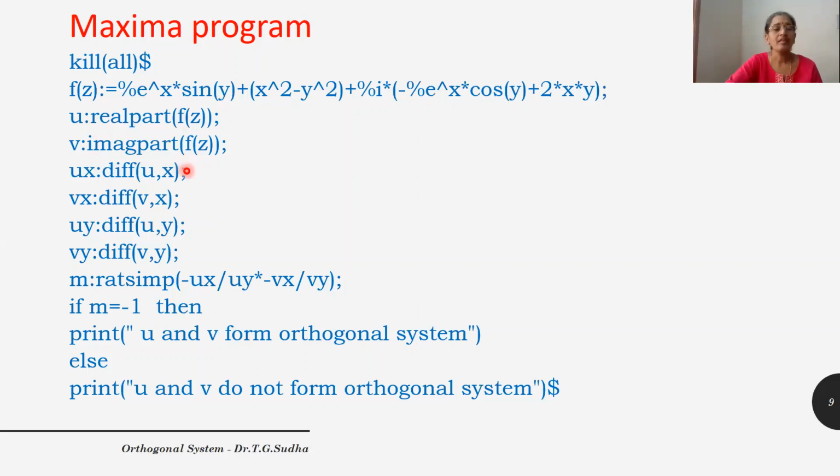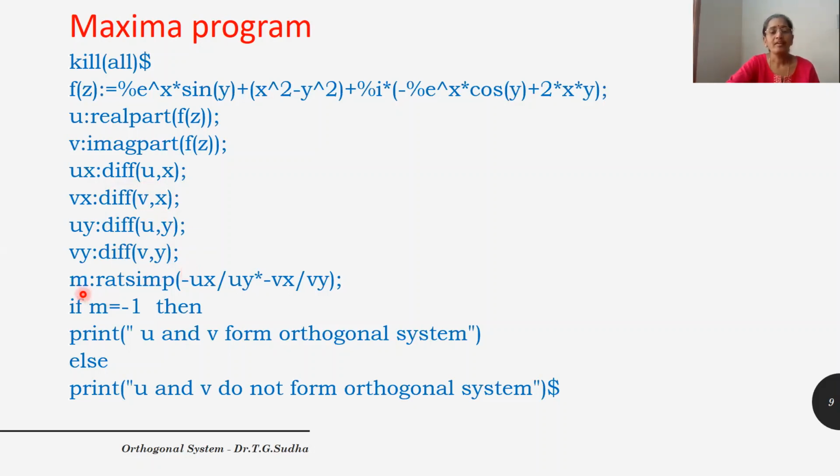We need the partial derivatives of u with respect to x and y and v with respect to x and y. So here we are using the diff command. diff of u comma x returns the derivative of u with respect to x. And diff of v comma x returns the derivative of v with respect to x. And diff of u comma y returns the derivative of u with respect to y. And similarly, diff of v comma y returns the derivative of v with respect to y.